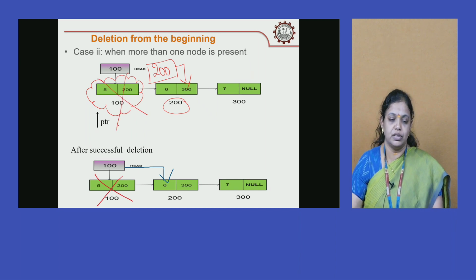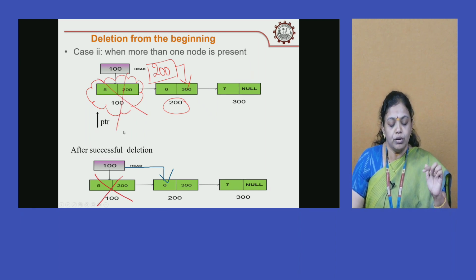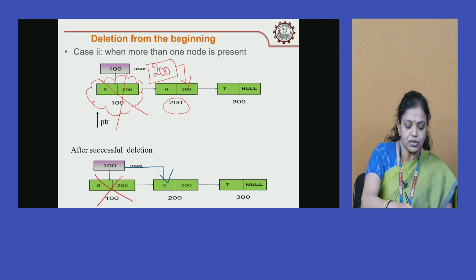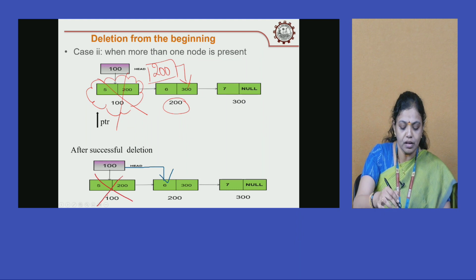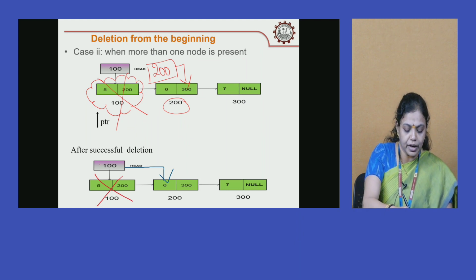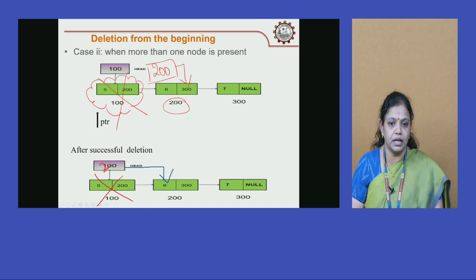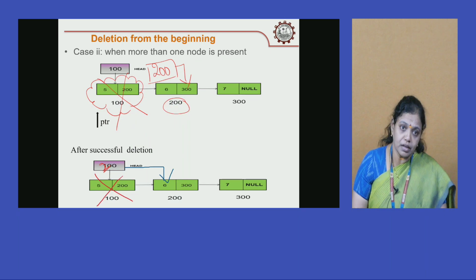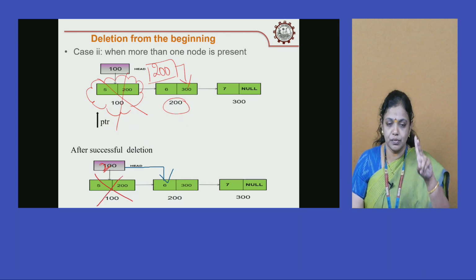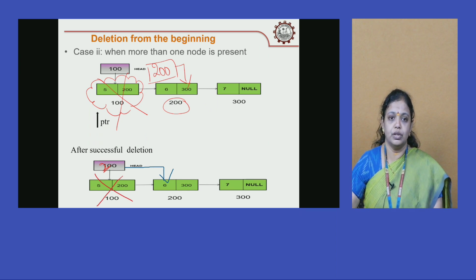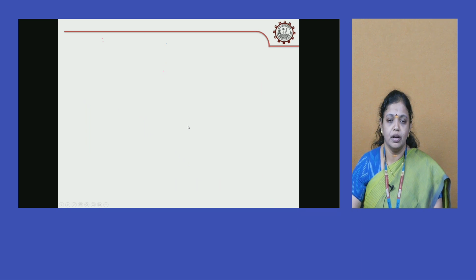So now, after successful deletion, what has to happen? This node will no longer be available here. So head will point to this, and of course this value will be updated with 200. So this is our deletion from the beginning. Even in this, we have seen two cases: when there is only one node and when there is more than one node present. So this one is deletion from the beginning.